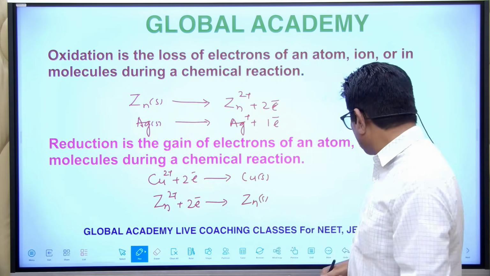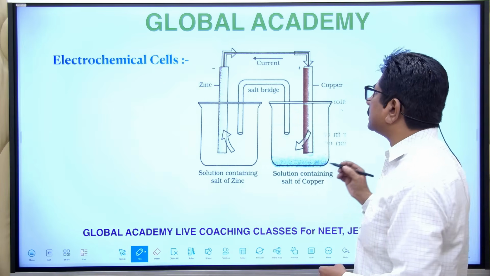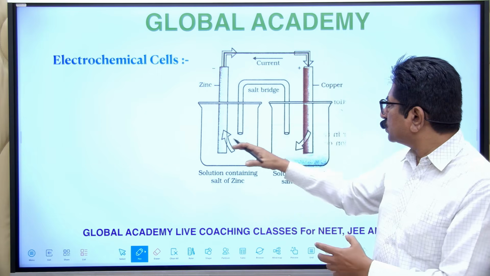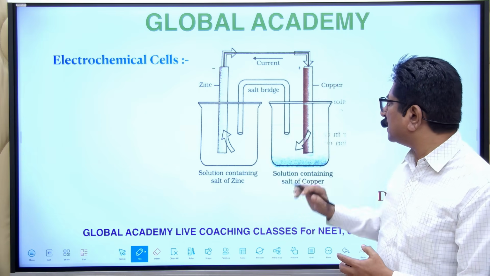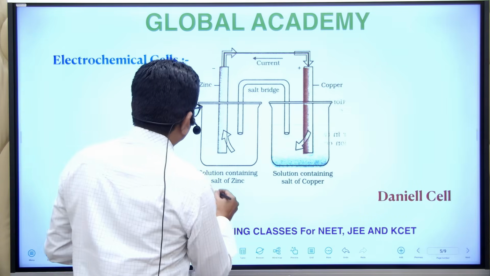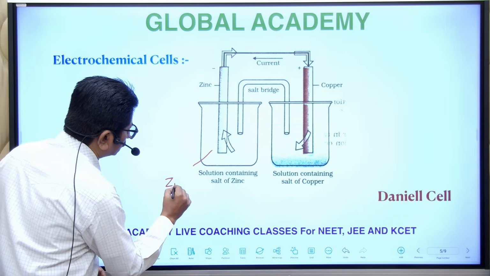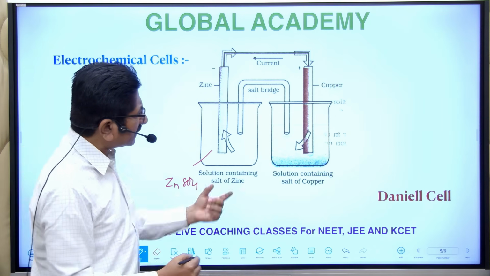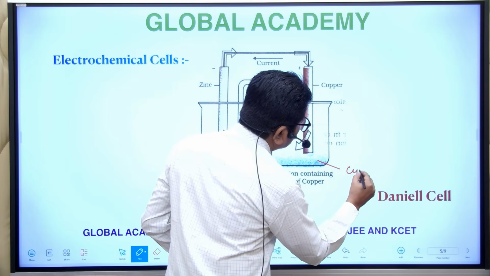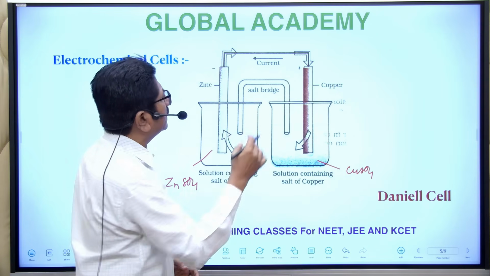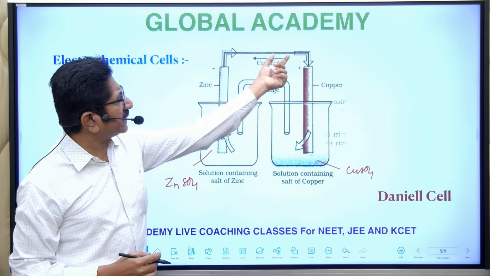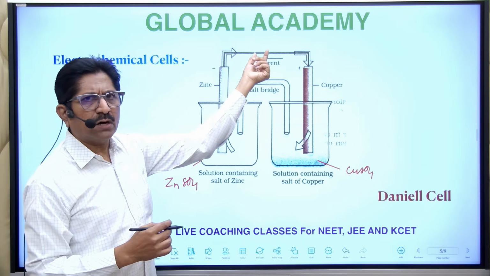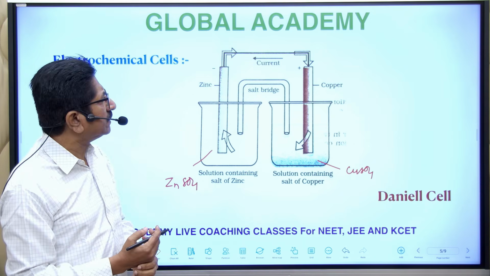Now, we will study the same thing by taking some examples. So this is a figure. You can see two beakers. This is one beaker and this is the second beaker. The first beaker contains zinc sulfate solution, where the zinc rod is dipped. The second contains copper sulfate solution, where the copper rod is dipped. And then these are connected by an external wire. Sometimes we use a bulb here, or sometimes an ammeter to see the current.